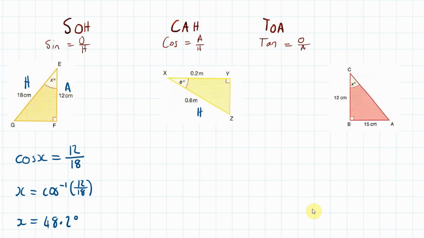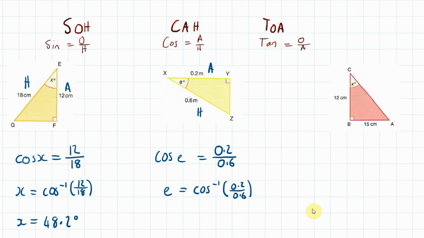Okay? Now let's move on to the next one. This time we've got a hypotenuse across here, opposite the 90-degree angle. And again, we've got an adjacent right next door to the unknown e. So we're going to use cosine again. It's CAH. So cosine e, sounds a bit weird, doesn't it, equals adjacent 0.2 over 0.6. Now to get the e by itself, we go e equals, and we do the inverse of cosine, so it's that funny one again, of 0.2 over 0.6.